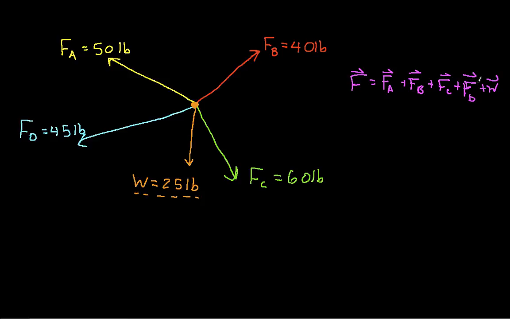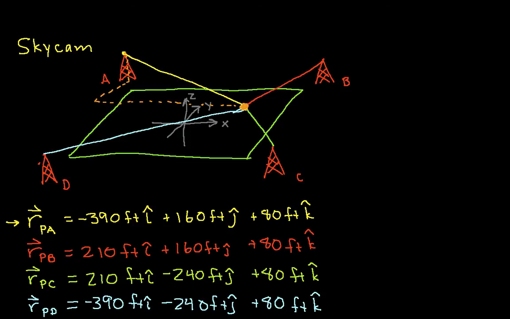The way we will do this is by first using our relative position vectors to find unit vectors that describe the direction each of the forces are going. And then we'll multiply each unit vector by the magnitude of the force to get the Cartesian coordinates for that force. That is, we'll break the force into its x, y, and z components this way. And once we've done that, we'll just sum the x components, the y components, and the z components, and we'll have the resultant force on the camera platform. So that's the plan.